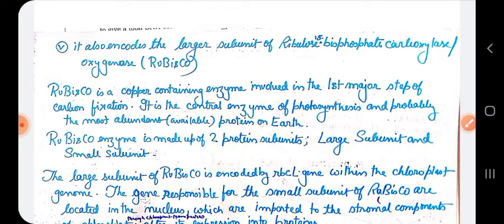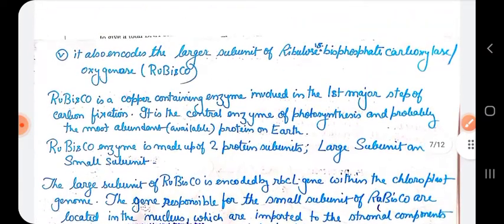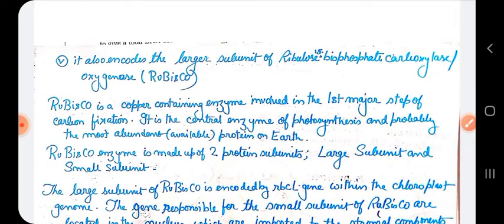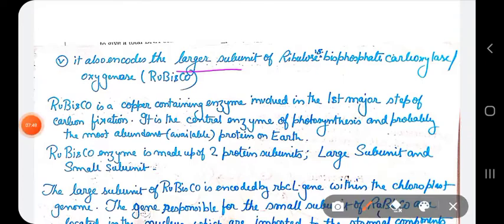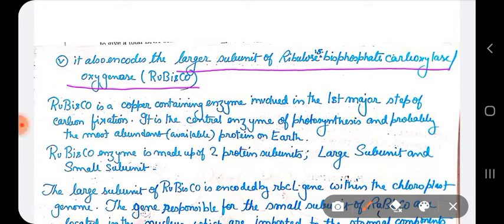The chloroplast DNA also encodes the larger subunit of Rubisco, whose name is ribulose 1,5 bisphosphate carboxylase oxygenase. Well, you heard this name during photosynthesis. So Rubisco, its large subunit, is encoded by the cpDNA or chloroplast DNA.